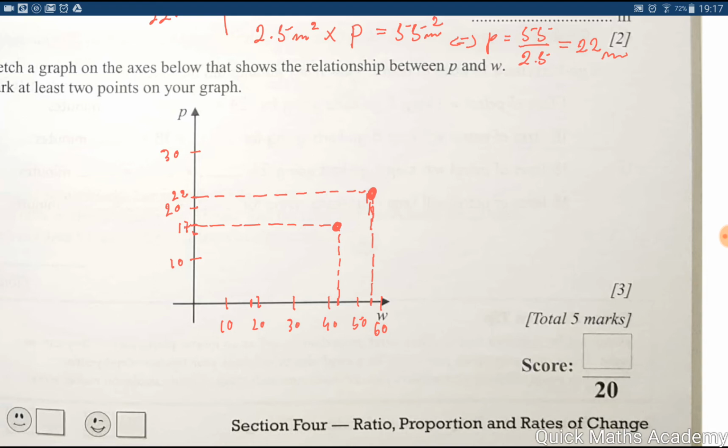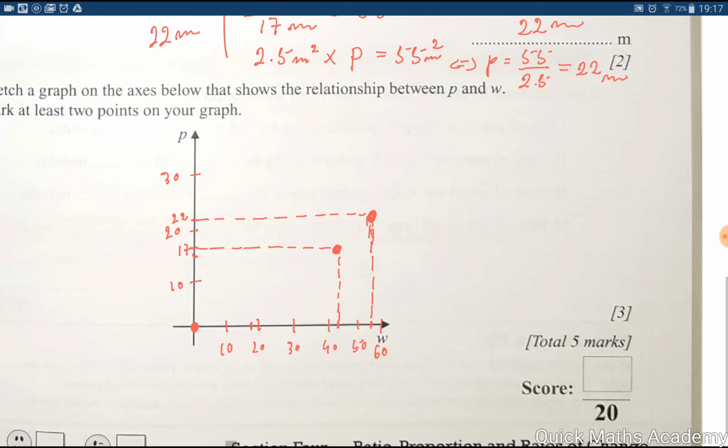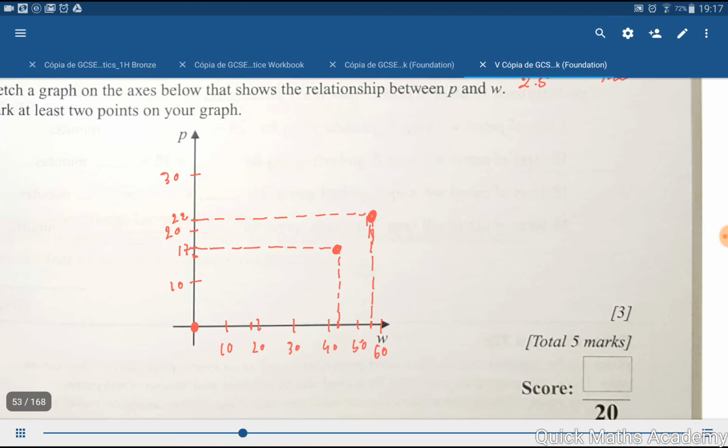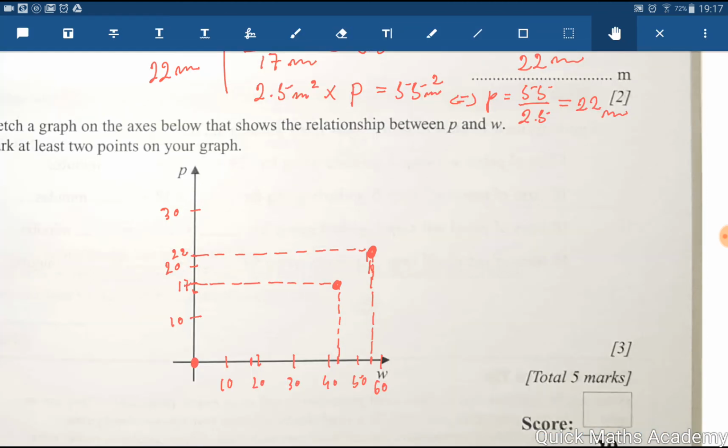Another value we have is the 0. For 0 meters of perimeter I need 0 meters squared. So those 3 points must match up in the same line. If they don't match up, it's just because this is a drawing made very clumsy.